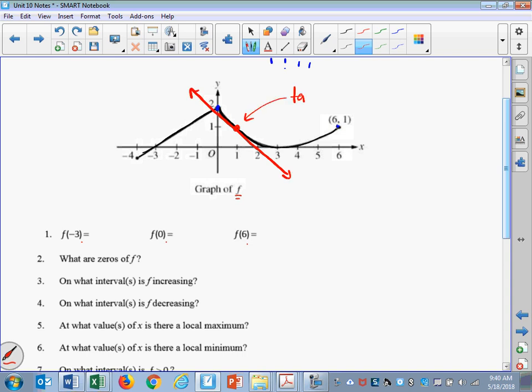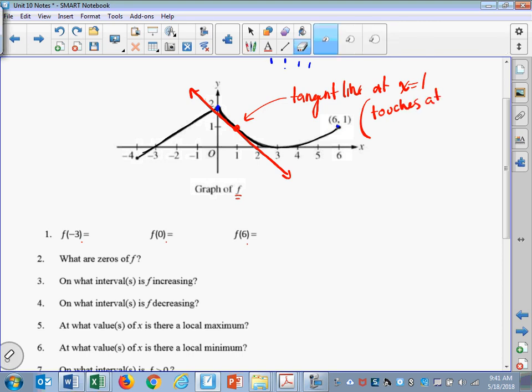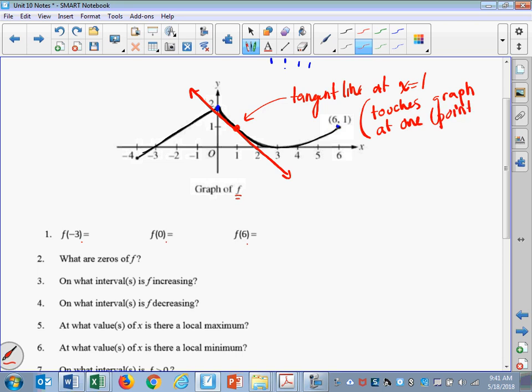Now, what does it mean to be a tangent line? It touches the graph at one point is what we'll say. Now it's true that it touches over here, but we're considering what in mathematics we would say locally. So locally here, it's only touching the graph at one spot. I don't care if it intersects the graph somewhere else, but only locally around that point it touches the graph at one point.